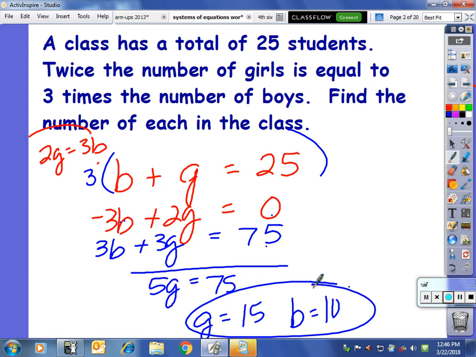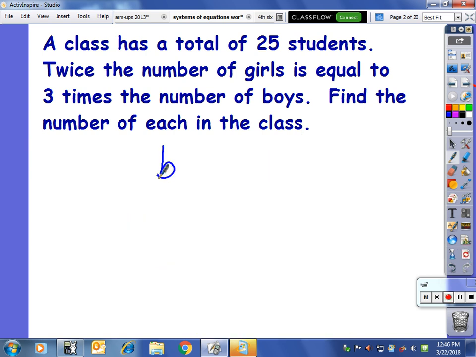Now, is twice the girls equal to 3 times the boys? If the girls are 15, what's twice the girls? 30. Is that 3 times the boys? Yeah, 10 times 3 is also 30. Yes. Substitution way, absolutely. B plus G equals 25. And then 2G equals 3B.